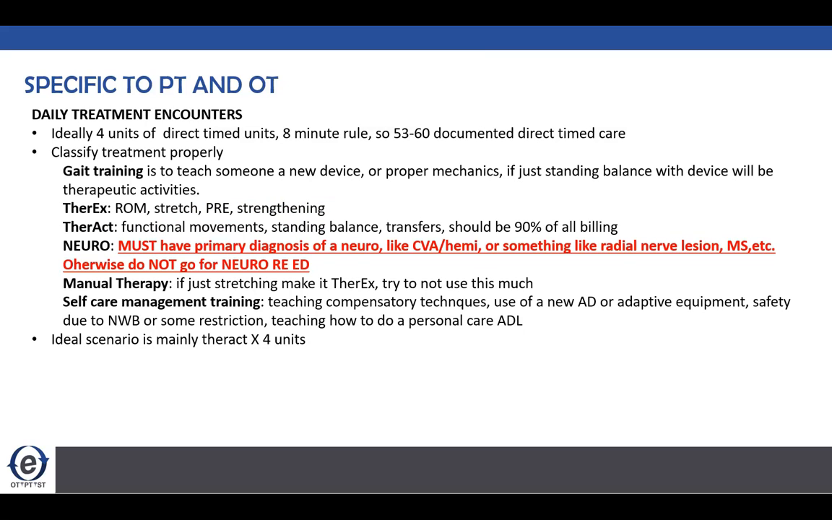Daily treatment, ideally 4 units, direct time units under the 8-minute rule, so 53 to 60 minutes of documented time. We already talked about this next screen. TheraAct should be the number one thing you usually use. Therapeutic activities, that's all your functional transfers, functional stuff, step up, step down, sidestepping, backstepping, dynamic balance, bed mobility, all that stuff is TheraAct. Most of what you do is TheraAct, a little bit of TheraX. Most should be TheraAct, if not all of it.